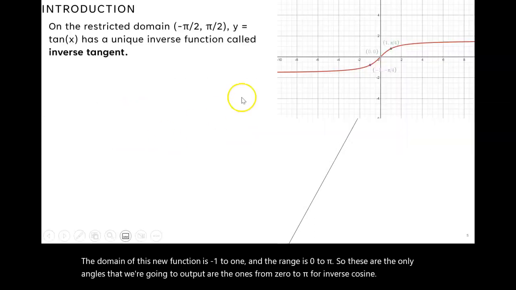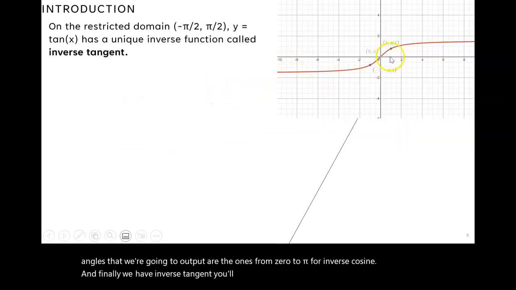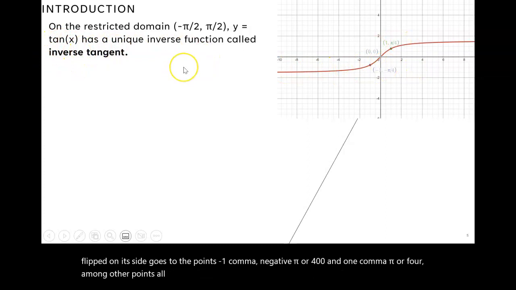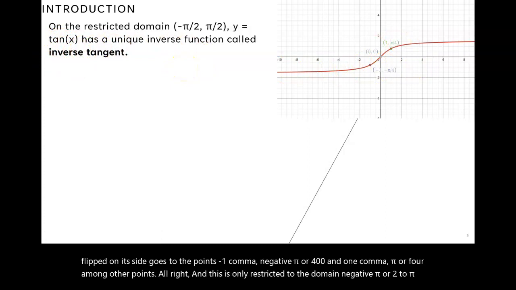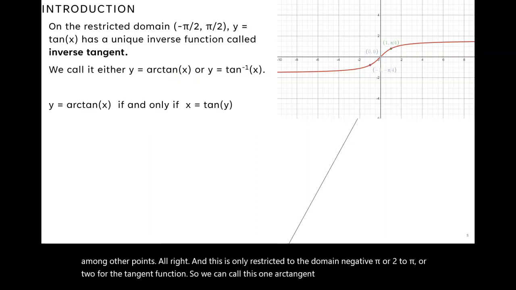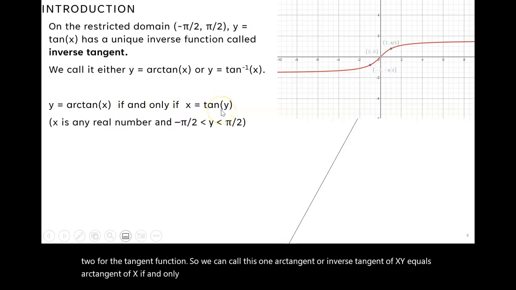And finally, we have inverse tangent. You'll notice it looks like the tangent graph that's been flipped on its side. It goes through the points -1 comma -pi over 4, 0, 0, and 1 comma pi over 4, among other points. This is only restricted to the domain -pi over 2 to pi over 2 for the tangent function. So we can call this one arctangent or inverse tangent of x. y equals arctangent of x if and only if x equals tangent of y.